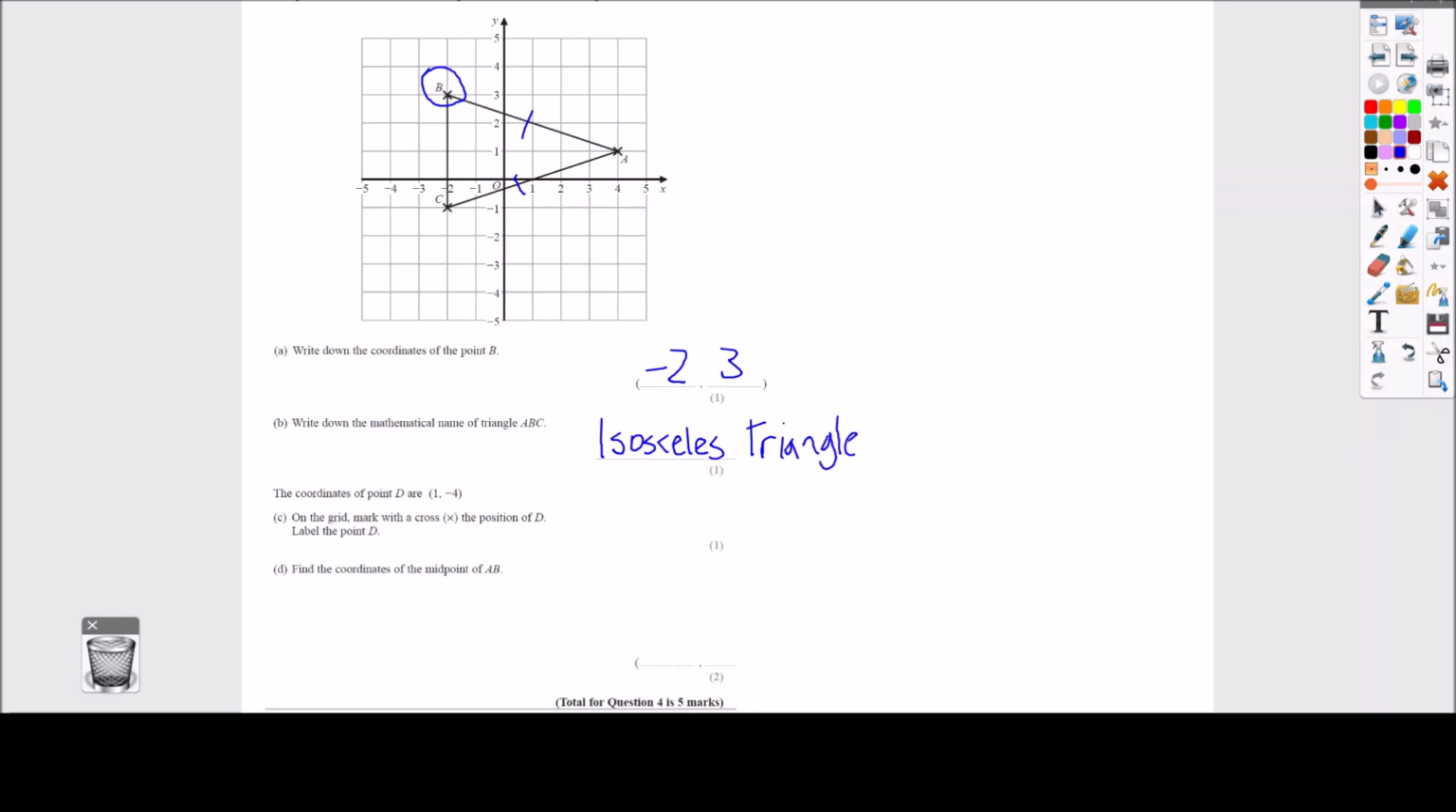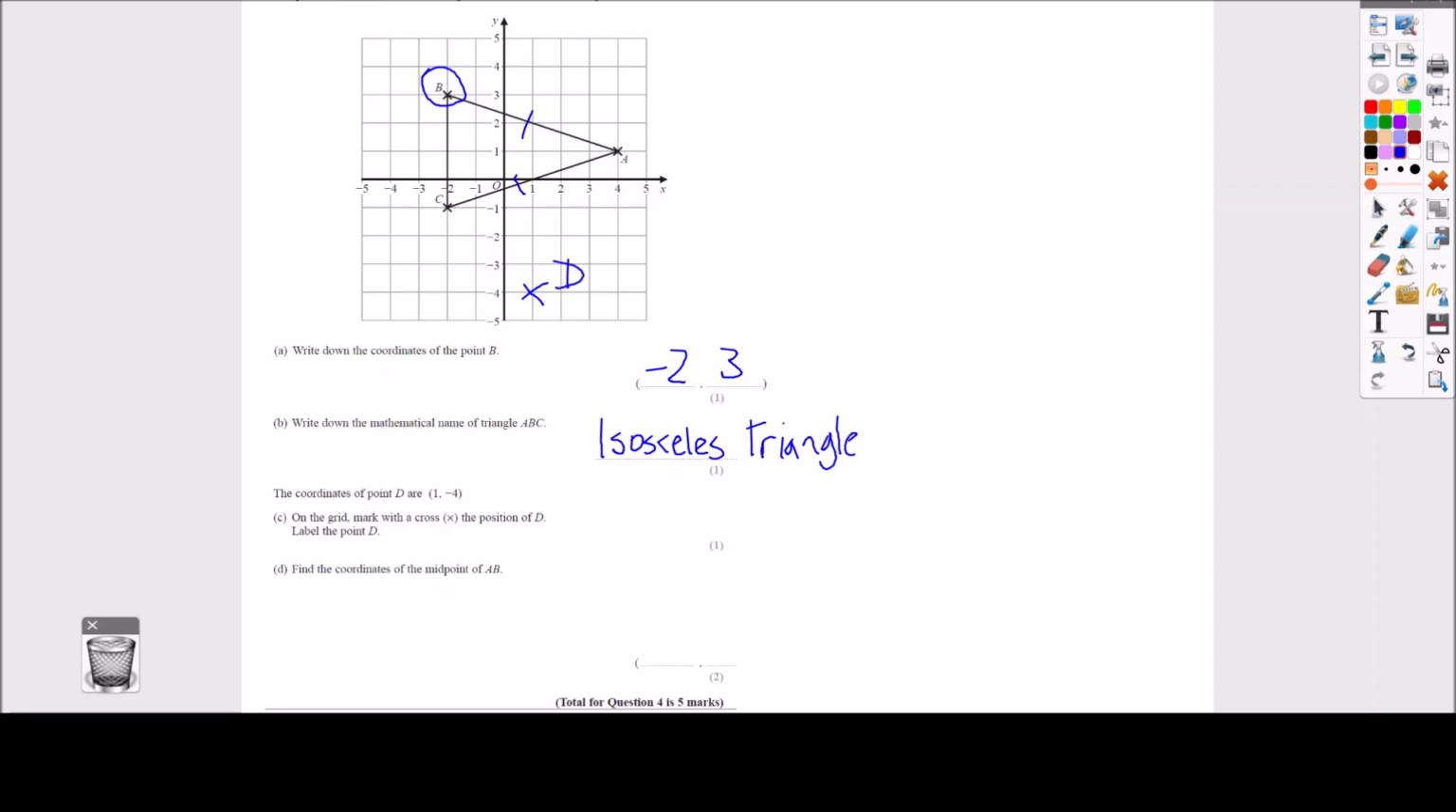Okay, the coordinates of point D are 1, -4. So 1, -4. Mark this with the X on the grid. So 1, -4, that's 1 to the right and 4 down. So that's taking us to there. So that's where D is.